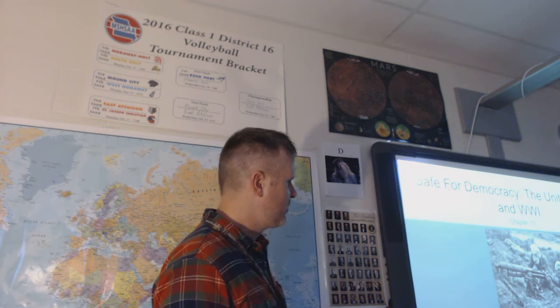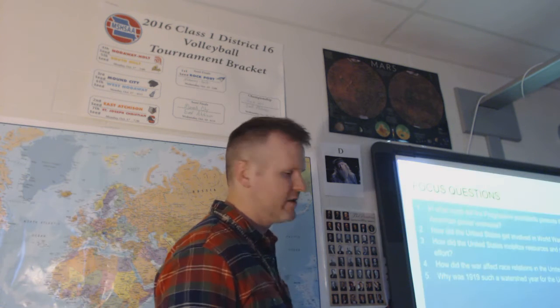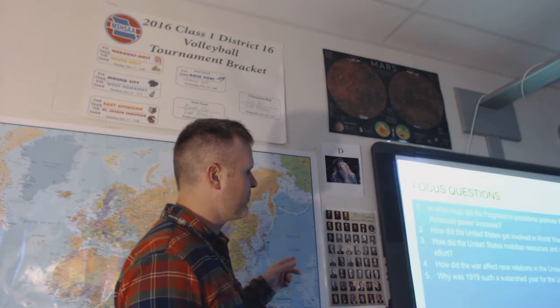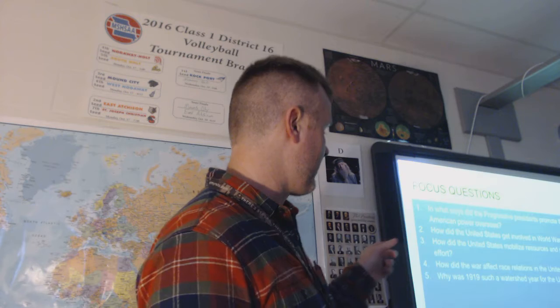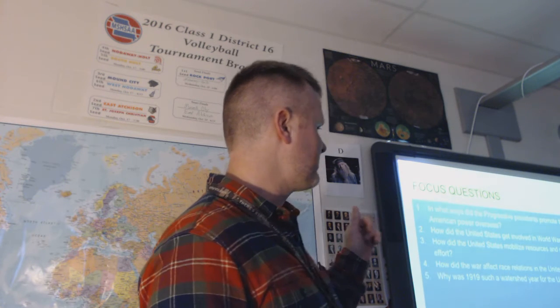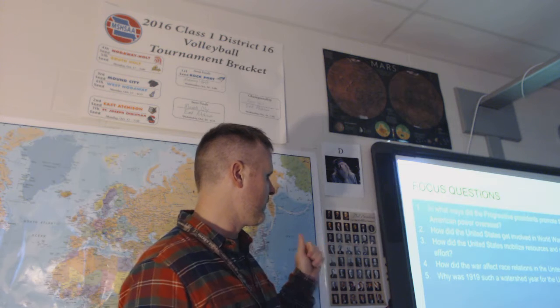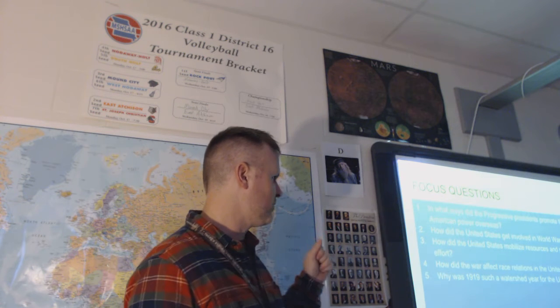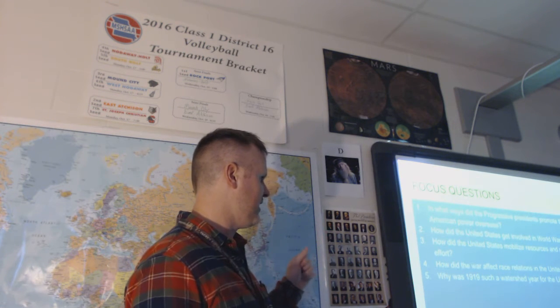This really dives into World War I and some elements concerning that. Here are our guiding questions for this. In what ways did the progressive presidents promote the expansion of American power overseas? How did the United States get involved in World War I? How did the United States mobilize resources and public opinion for the war effort? How did the war affect race relations in the United States? And why was 1919 such a watershed for the United States?